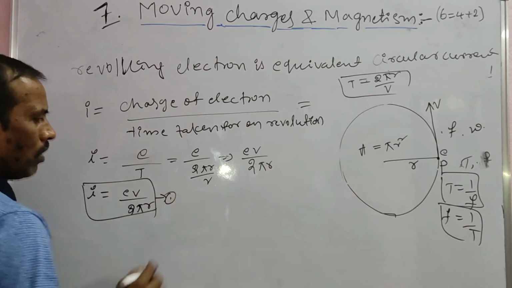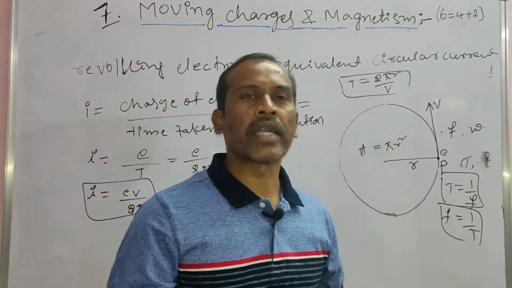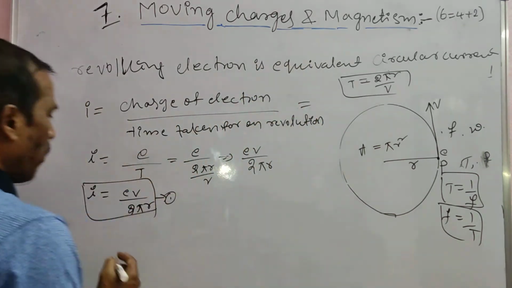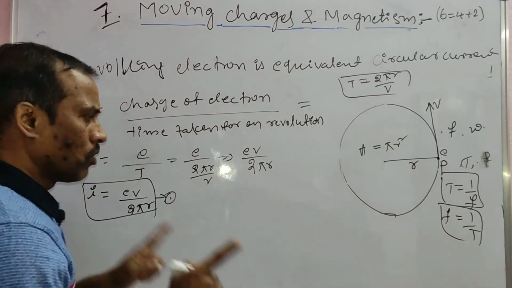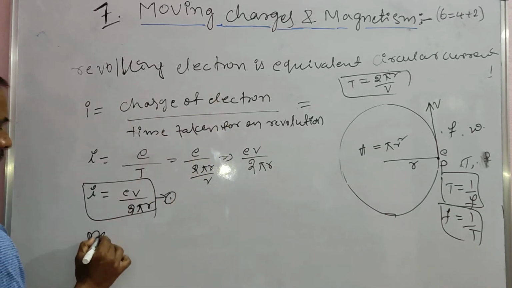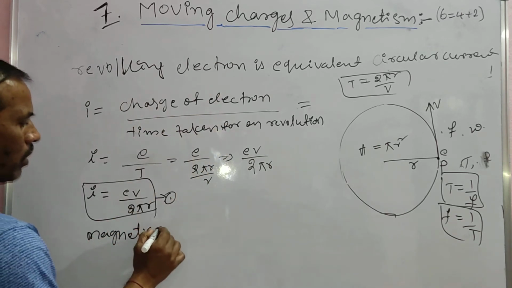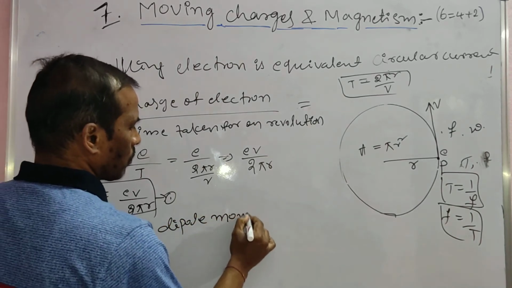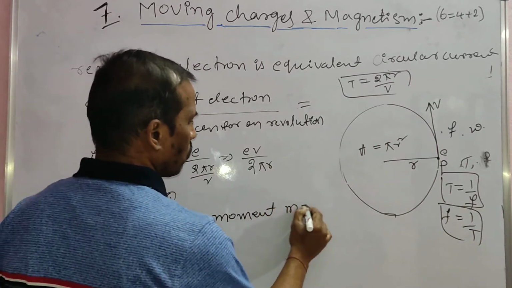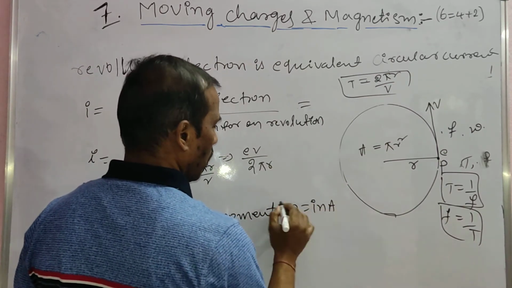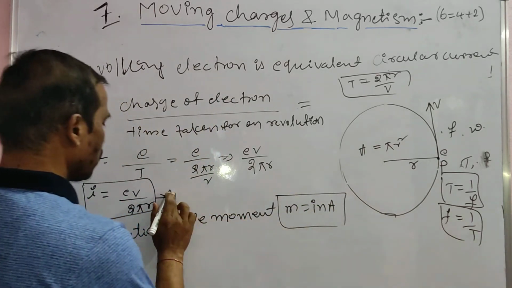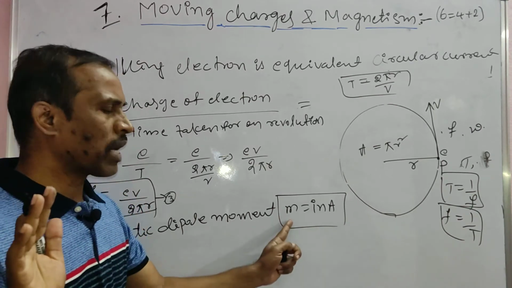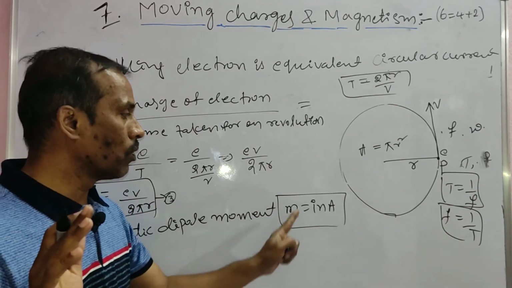Now this current produces the magnetic field, and it produces the magnetic dipole moment. The magnetic dipole moment m is equal to INA. This is equation 3. Very simple. This is the magnetic dipole moment, m equal to INA.